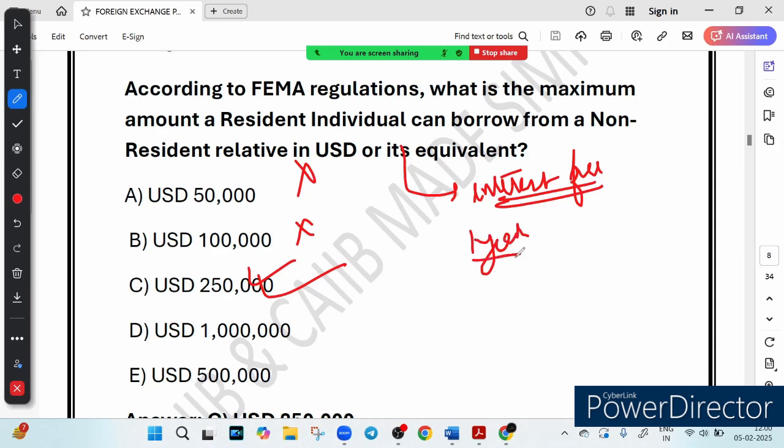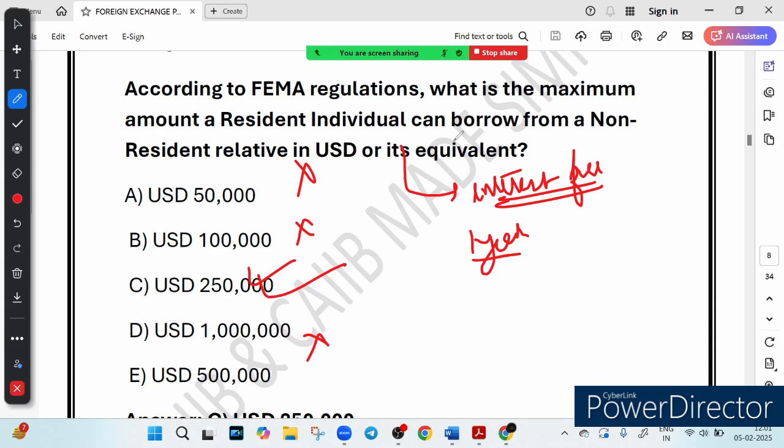The borrowed amount can be used for personal or business purposes, but not for restricted activities like real estate investment or trading in prohibited sectors, right? You should remember it. For example, if an NRI father wants to lend USD $2 lakh to his son in India for higher education, he can do so under FEMA guidelines, as the limit is $2.5 lakh. Is it clear? $10 lakh, which means $1 million, is not correct. It's too high compared to the FEMA limit, and $5 lakh is also wrong. So you must remember what we learned from this question, that under FEMA, a resident individual can borrow up to US $2.5 lakh from a non-resident relative.